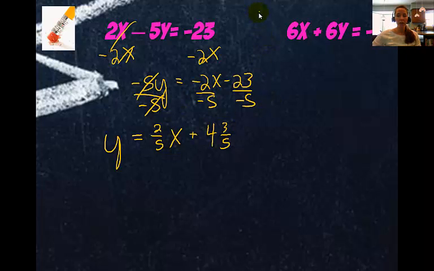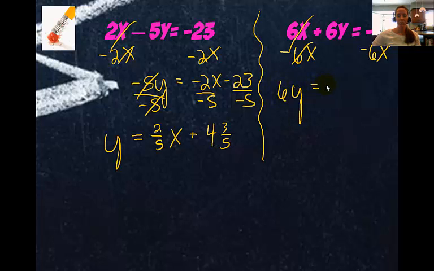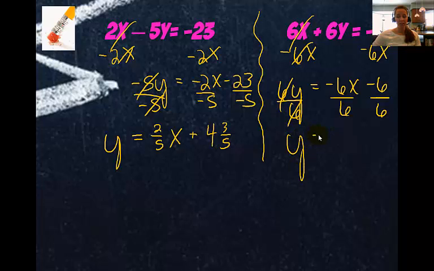Okay, let's go ahead and solve the next one. Take away 6x from both sides. 6y equals negative 6x minus 6. Let's divide by positive 6. Y is positive and alone. We get y equals negative 1 or negative 1 over 1 x minus 1. So let's take those two equations and put them on the next screen.